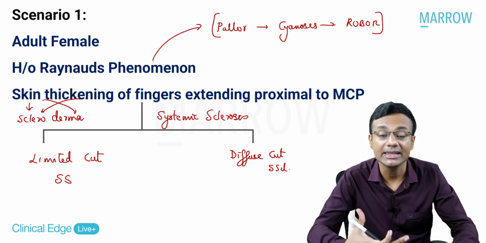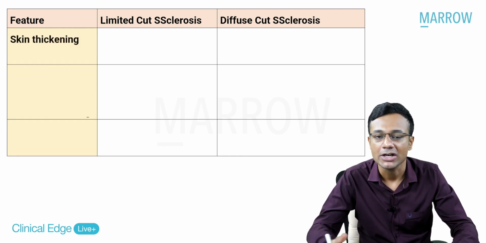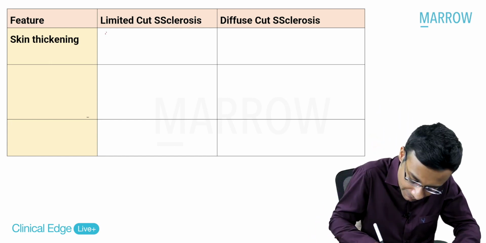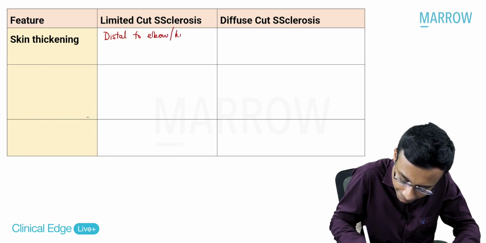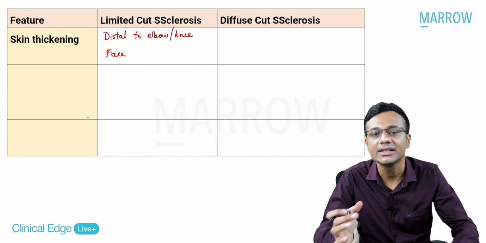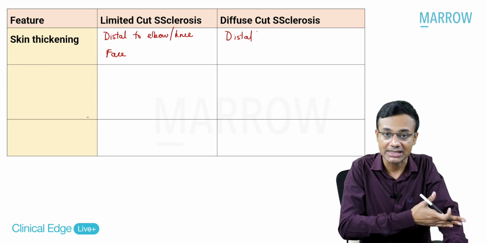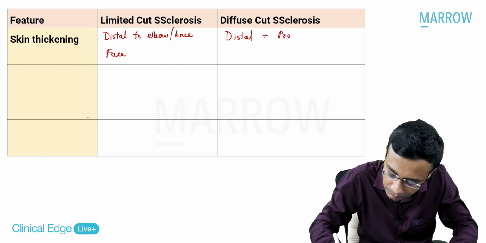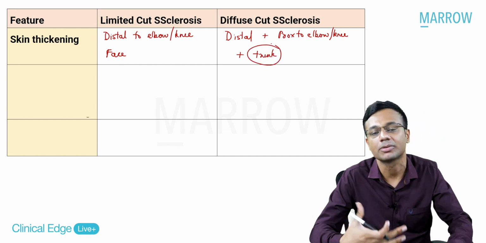So I'm going to tell you clinically and dermatologically how I distinguish between these two conditions. Now the first is going to be based on the skin thickening. Please remember students, in limited cutaneous systemic sclerosis, the skin thickening involves distal to the elbow, distal to the knee, and the face gets involved. This is called limited cutaneous systemic sclerosis. Whereas in diffuse cutaneous systemic sclerosis, distal is already involved, plus proximal to the elbow, proximal to the knee, and the trunk gets involved. So then the process is more diffuse.